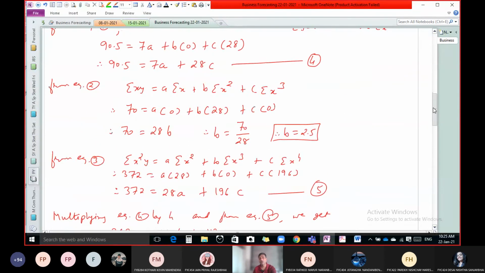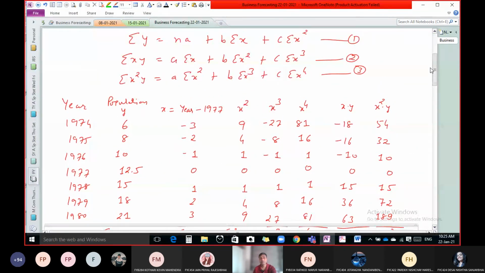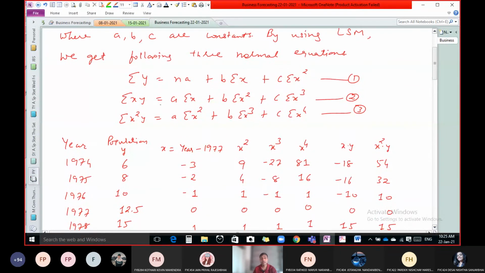Let us assume our sigma x is not 0. Then what will happen? We get, let us say, 7a plus, let us say the total of that is 29, so 29b plus something into c, sigma x square is something into c. So we get one equation having three variables a, b, c. Similarly, we get other equations, so we get three equations. In all three equations there are constants a, b, c, and it requires too much time to calculate the values of a, b, c.